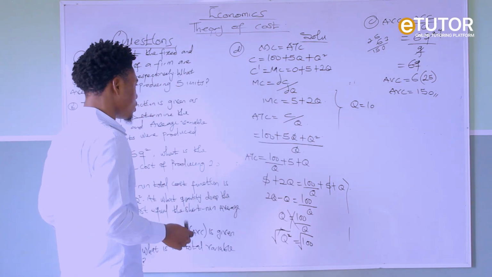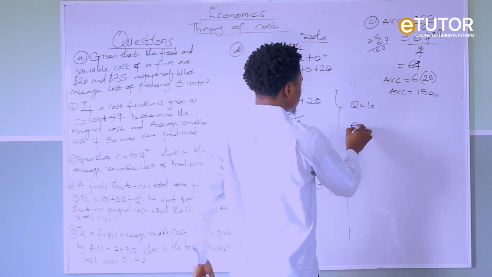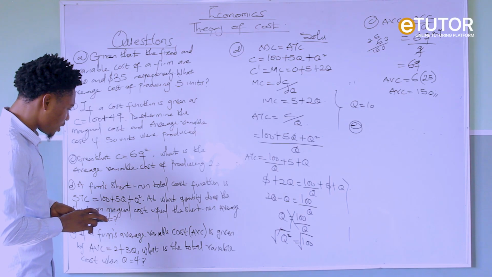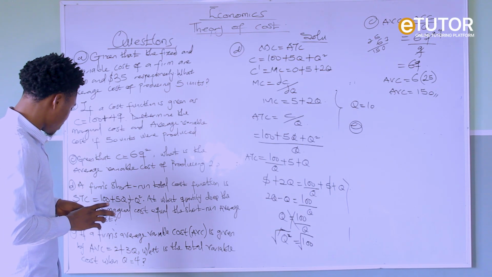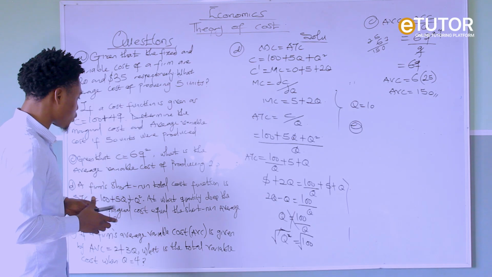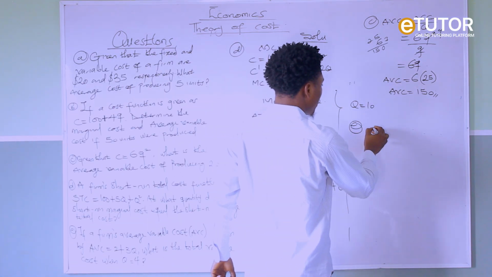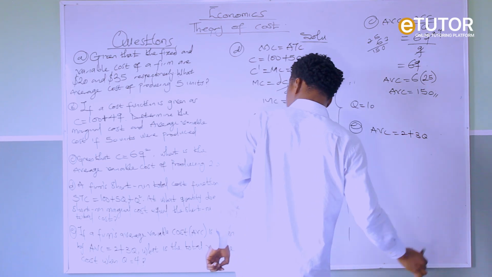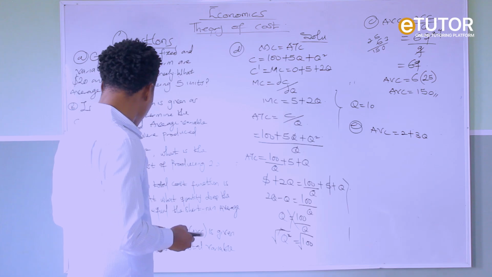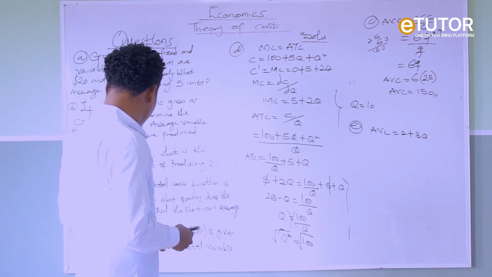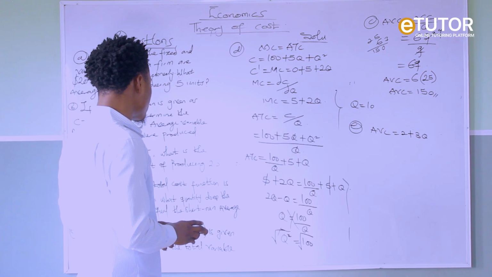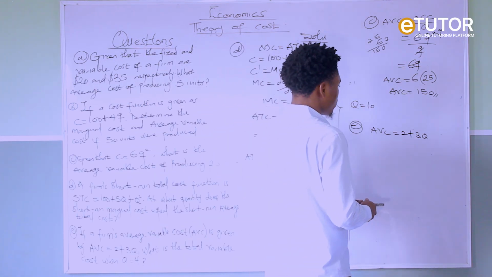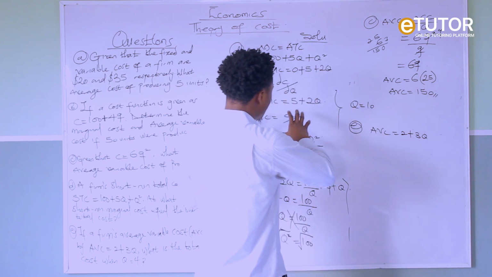Now for the last question, let's read it out. It says if a firm's average variable cost is given by AVC equals 2 plus 3Q. So we have AVC equals 2 plus 3Q. Then it says, what is the total variable cost when Q equals 4? Alright. But before that, let me quickly go back to the previous question.